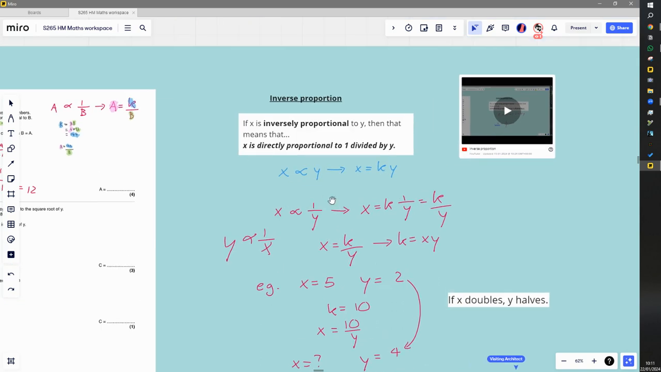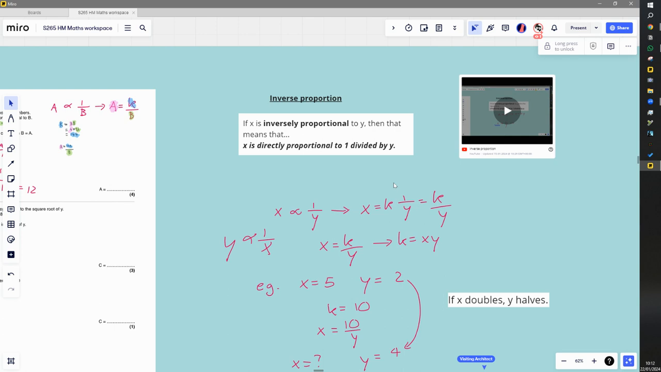Well, one way we could say it is if x is inversely proportional to y, so this is direct proportional here. I wrote that down when I was teaching it. Let's get rid of that now, because that's confusing. If x is inversely proportional to y, then we can say that x is directly proportional to 1 divided by y, like this. And then we could rearrange it, and we see that x therefore is equal to k over y. And so we can find k by multiplying both sides by y. K would be equal to x times y.